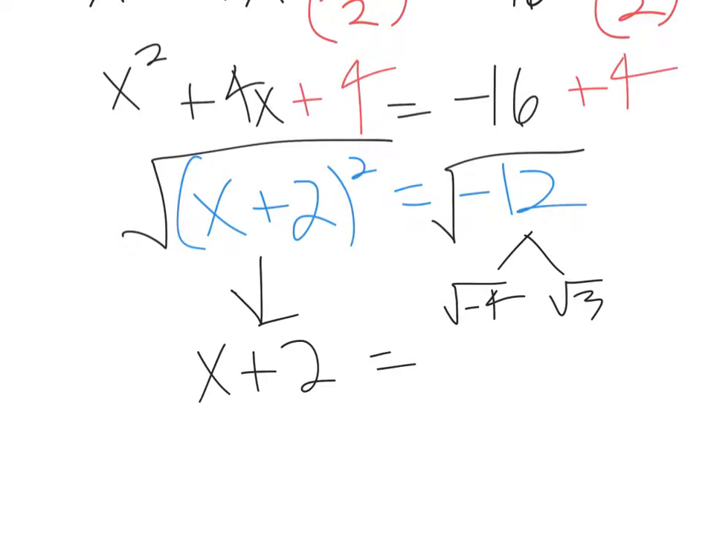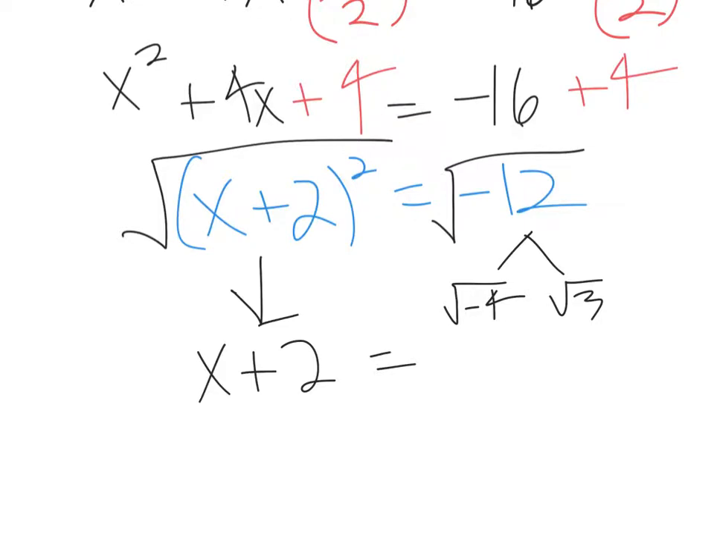12 and 1, toss them out. Neither one of those is a perfect square. Well, 1 is technically, but that doesn't help. And then 6 and 2, the square root of 6 is not a perfect square. The square root of 2 is not a perfect square. So 4 and 3, the square root of 4 is a perfect square. That's 2. 2 times 2 is 4, right?